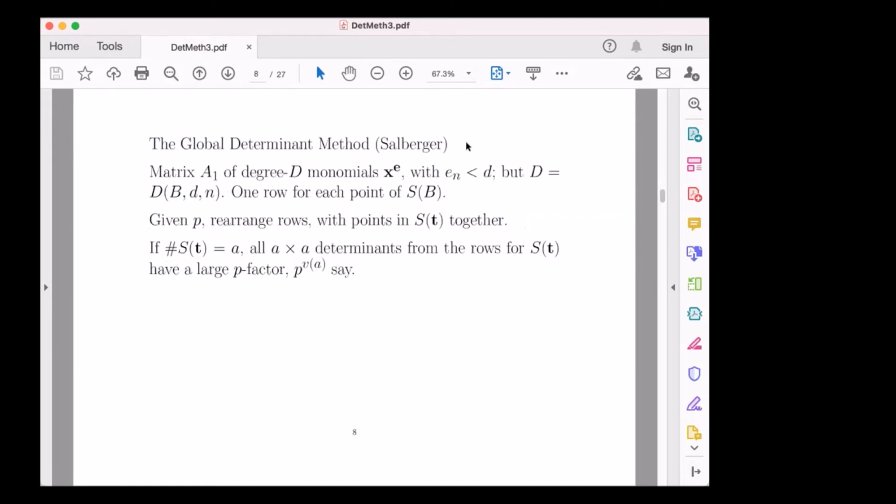Okay, and now I want to mention briefly the global determinant method formulated by Salberger. So previously we talked about the p-adic determinant method, so this is a more global idea. So in this formulation, again, you produce a matrix, which I'll call E1, of degree d monomials. We'll do this trick of restricting the final exponent to be strictly less than little d. But this time, we're going to allow the degree capital D of our monomials to depend on b as well as everything else.